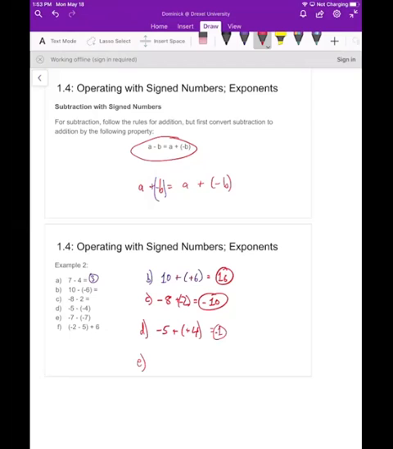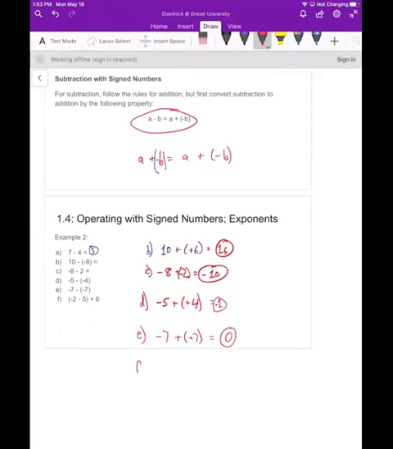Part E, we have negative 7 minus a negative 7. If I add a line and change the sign, I now have negative 7 plus 7. So if I subtract those, I'm going to get 0. And there's no need to worry about a sign here.